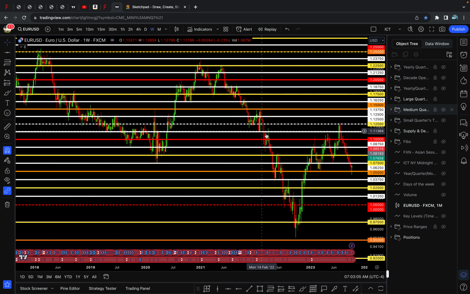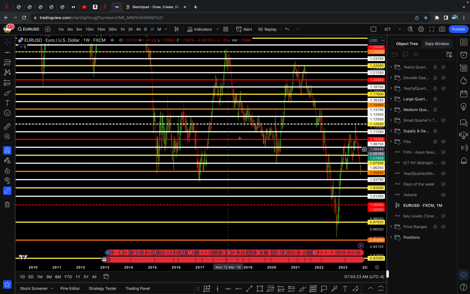Okay, so you need to separate, and look what happened here. Boom, bam, look at that. Rejected right off of that 25,000 level. I'll tell you, that's the 12,500 level. These levels are significant. These levels need to be paid attention to.